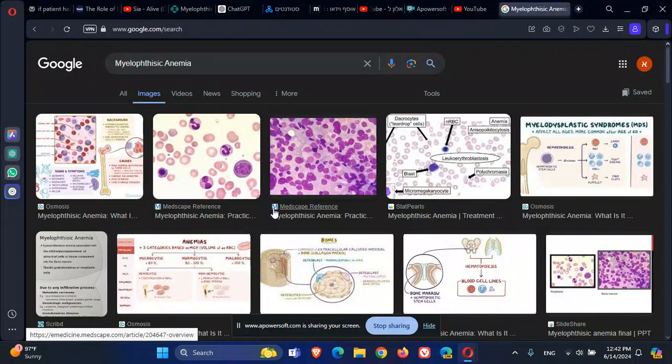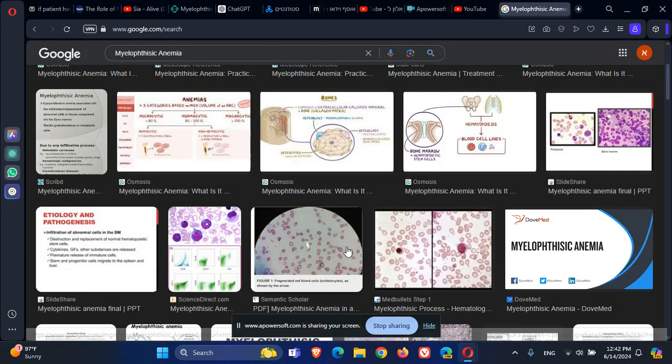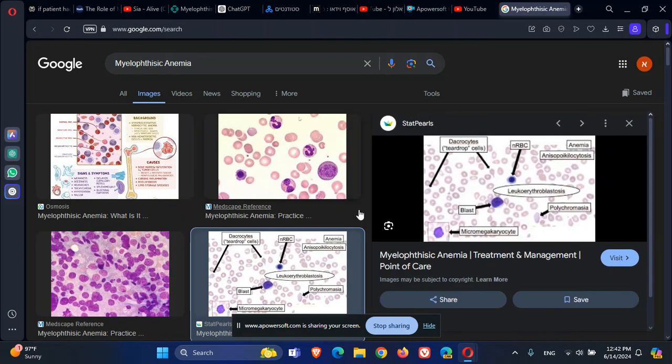Okay, so let's talk about myelophthisic anemia. Myelophthisic anemia is a name for anemia that is caused by something that infiltrates the bone marrow, therefore doesn't let the normal red blood cells, white blood cells, platelets develop, namely infiltrates the bone marrow. So you can see many photos here, and I will try to explain why we see what we see.